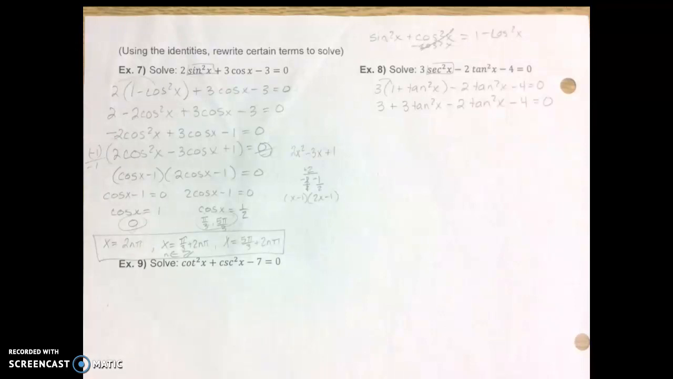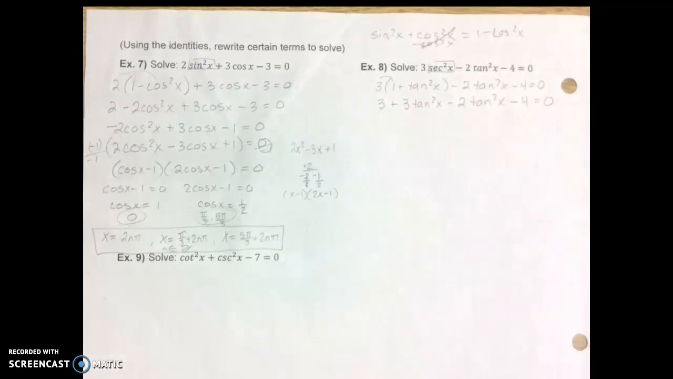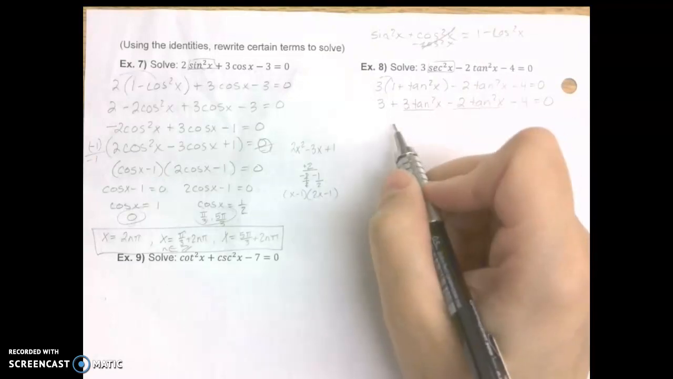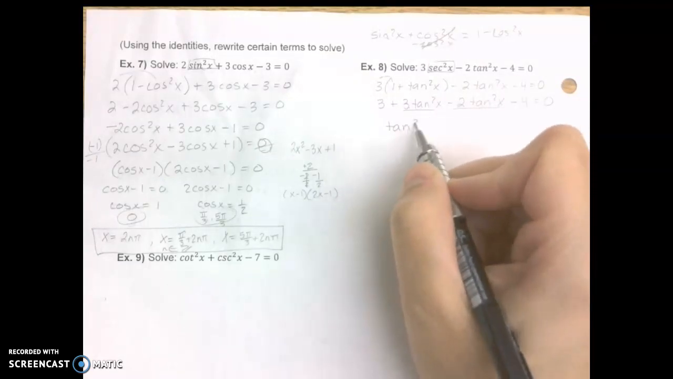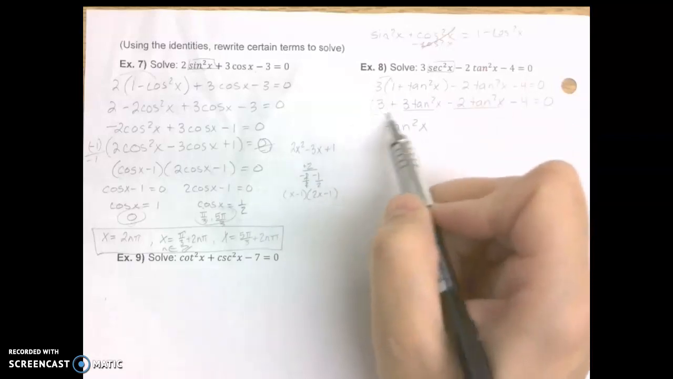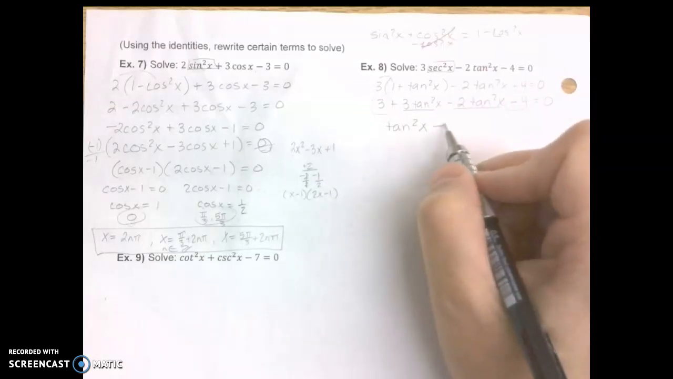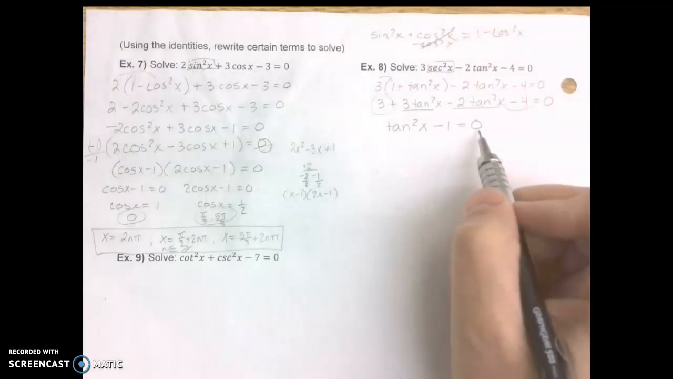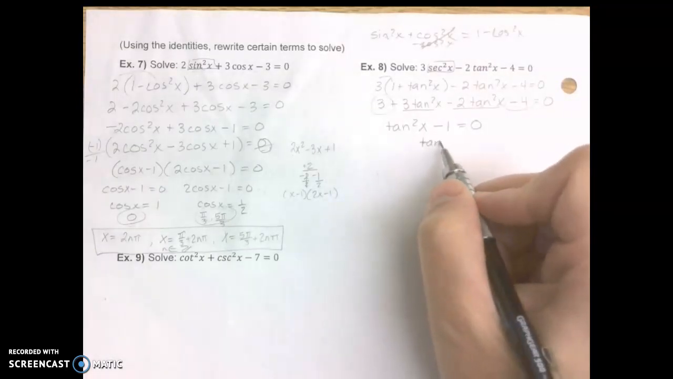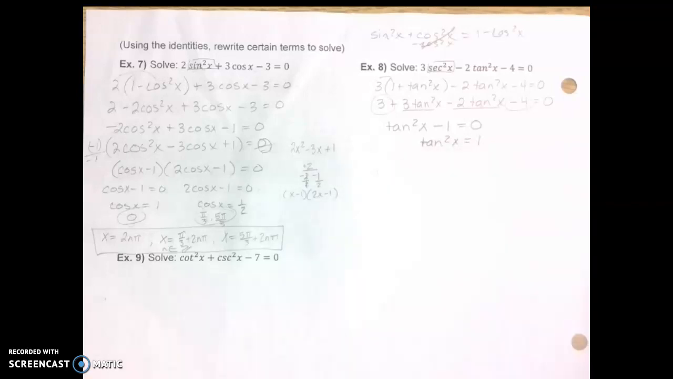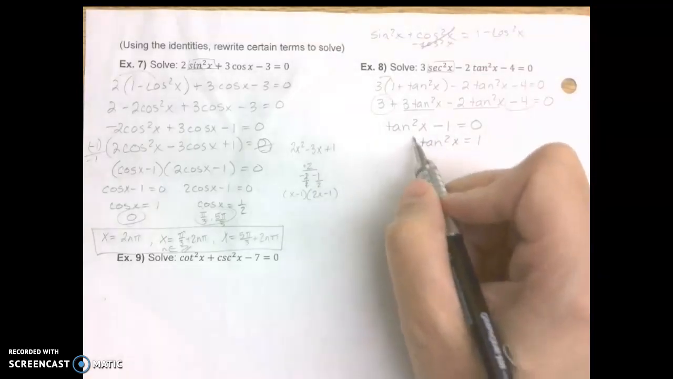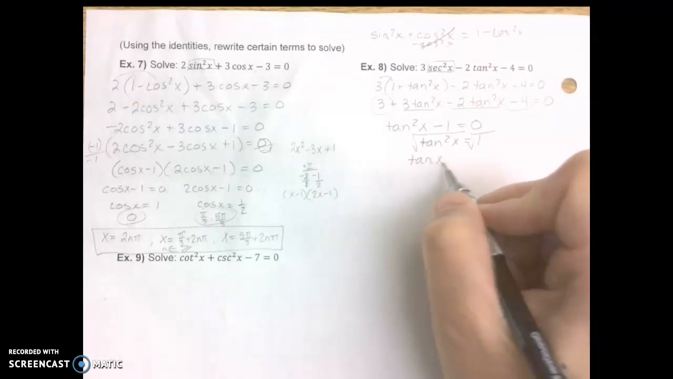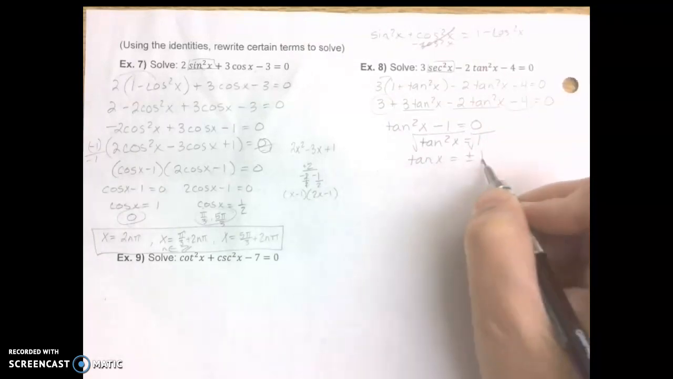Now there's not a whole lot to factor here, so I'm going to just combine my like terms. That's going to give me 1 tangent squared x, and then a 3 and a negative 4 is a minus 1 equal to 0. So I'm going to add 1 to both sides. I'm going to get tangent squared x is equal to a positive 1. Then I'm going to take the square root. And that's going to give me tangent of x equal to plus or minus 1.